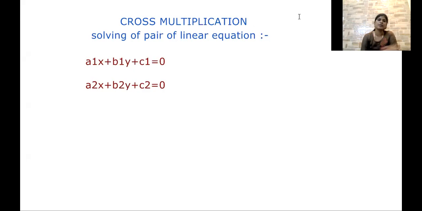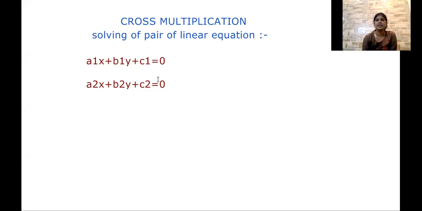In today's class, we are going to solve a pair of linear equations. I think you already know how to solve a pair of linear equations with the help of the elimination method. Today, I'm going to introduce you to another algebraic method, which is the cross multiplication method. Let's begin the session.